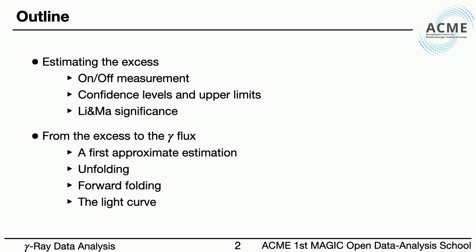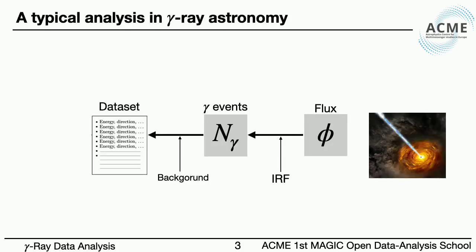In the second part, we will discuss how to go from an excess to a flux, first with a rough estimation, then with more advanced methods like unfolding and forward folding, and we will also discuss how to build a light curve. Let's start with a big picture view of what we do in gamma ray astronomy.